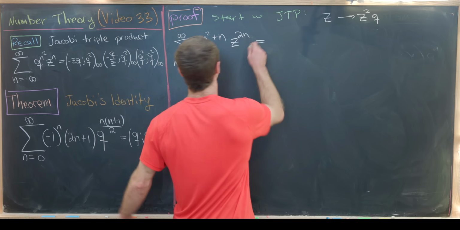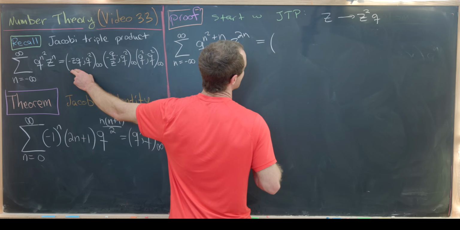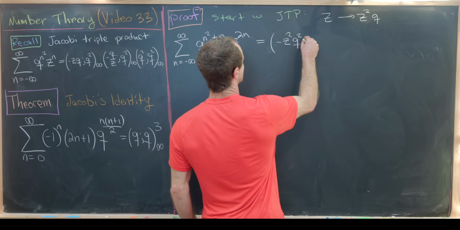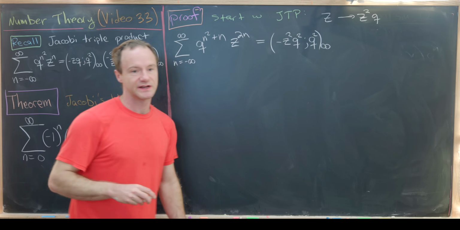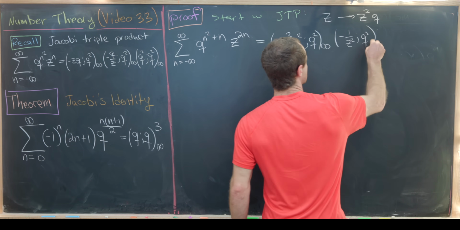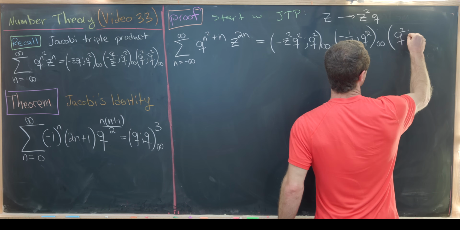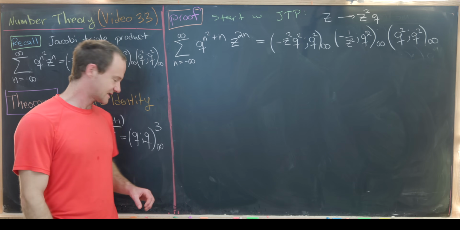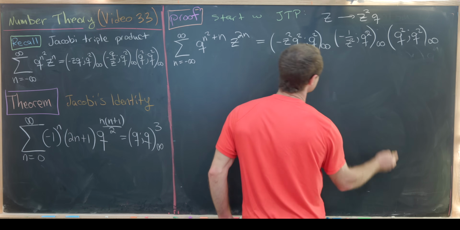And then what happens to the right-hand side under this substitution? Well, this guy right here will turn into minus z squared q squared. Then this guy right here will turn into minus 1 over z squared q squared. And then the last thing stays itself, so we'll have q squared. Okay, nice.